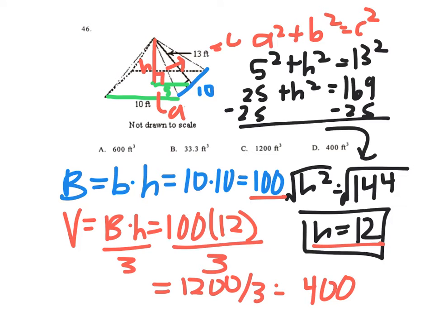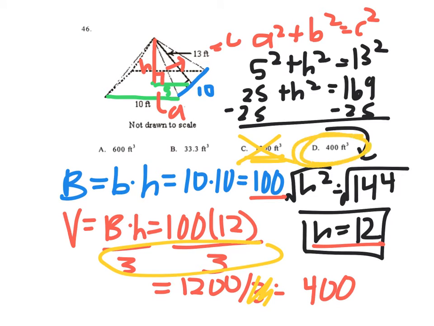The really important thing here is that you do remember the divided by 3, because if I hadn't done that, I'd be just left with 1200, which is an option, but it's the wrong option. You have to choose 400. You need to divide your answer by 3.